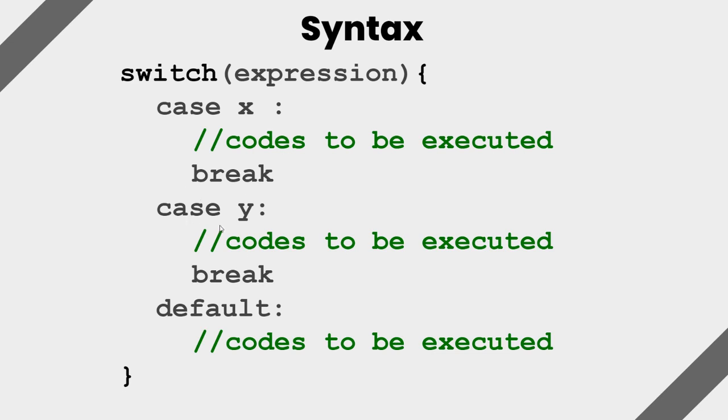So we also have another case here, which represents another case that can be checked. And lastly, we have the default here. This default would only execute if case X and case Y turned out to be false. Now, if you notice very well, after case X, we have the break that ends it. After case Y, we have the break that ends it. So I said that these break keywords are important to actually stop the flow of the program.